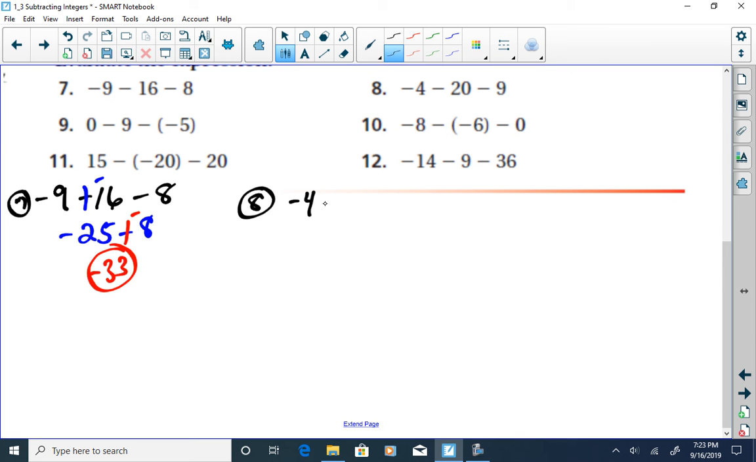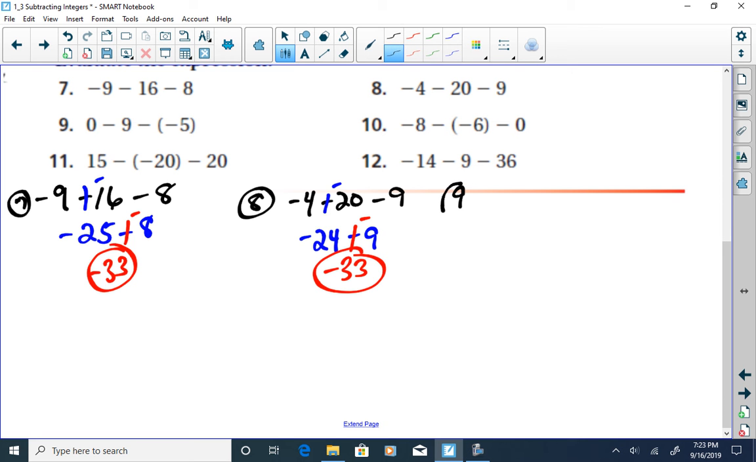Problem 8, we have negative 4 minus 20 minus 9. We start with the first two integers. I see the subtraction sign, so we have to use the additive inverse. Change the subtraction to addition, change the sign of the number that follows to its opposite. So we have negative 4 and negative 20. That's negative 24. Then I still have that minus 9. I use the additive inverse, so we change the subtraction to addition, change the sign of the number that follows. Right, that is also going to be negative 33.